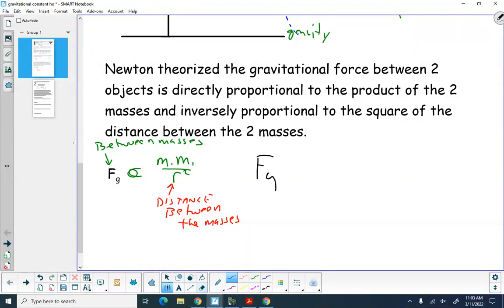So we have the gravitational force is equal to some constant K times mass 1 times mass 2 divided by r squared. And this is a proportionality constant. Sir Isaac Newton couldn't figure out what the constant was.